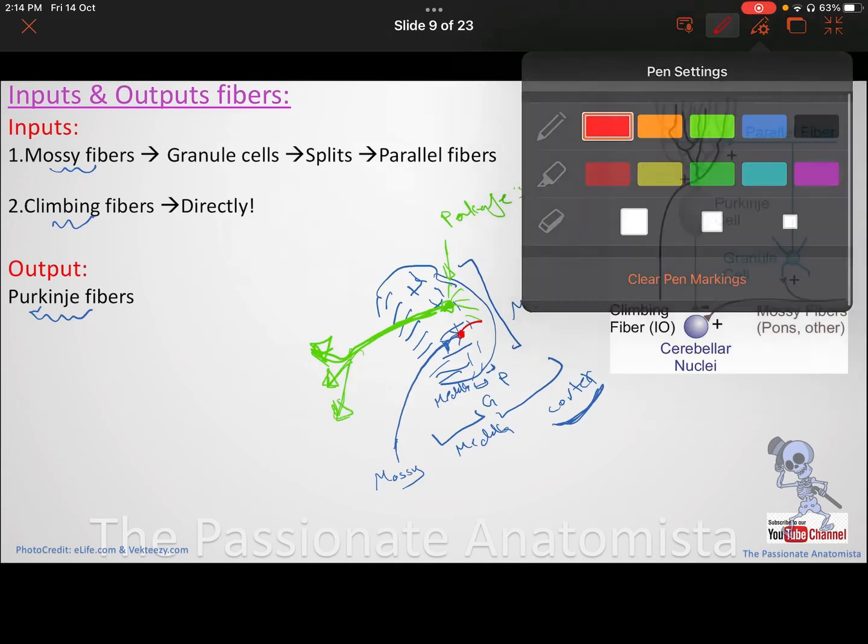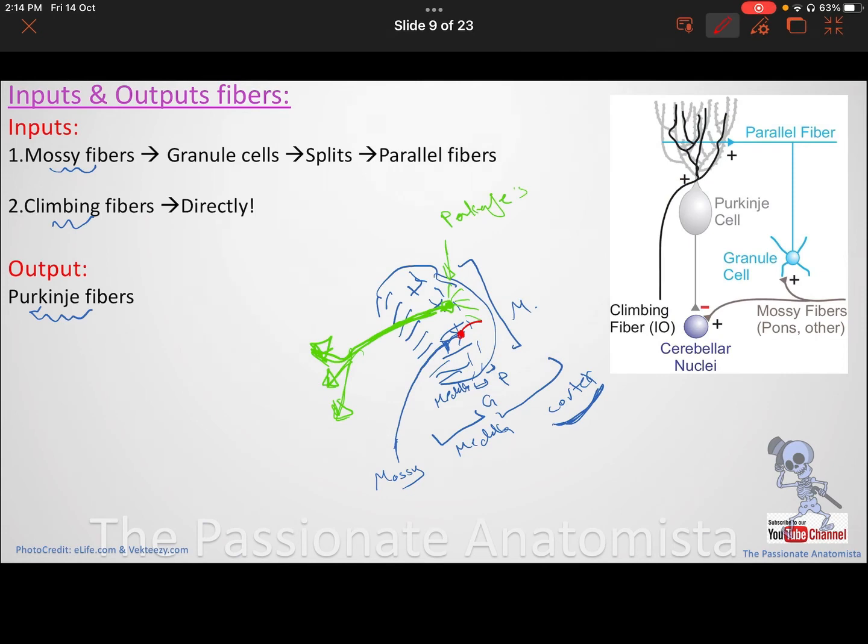Now I need to ask the cerebellum about the movement, and I have inputs coming from everywhere. The Mosaic fibers cannot reach the Purkinje. They are not old enough to reach them. So they will take help from the granule cells. Once the granule cells receive information from the Mosaic fibers, they will ascend and split themselves right and left into parallel fibers. They will try to find any nearby dendritic fibers of the Purkinje.